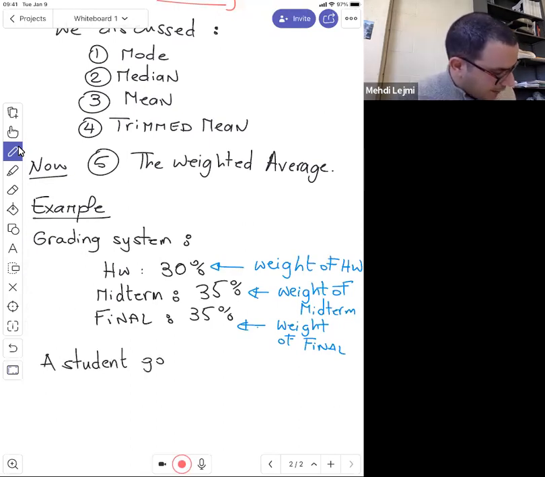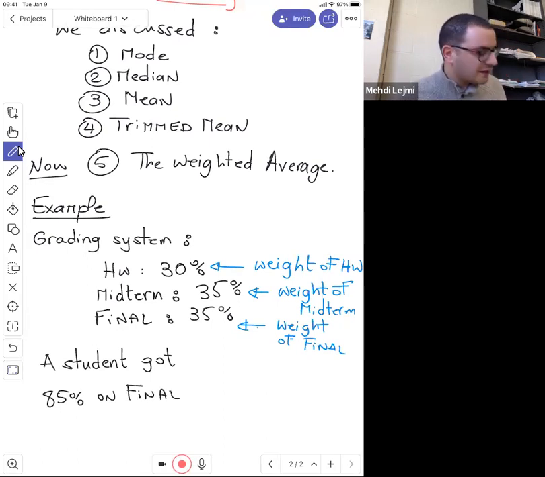Let's say the student got 85% on the final. The 85% here is the score, right? The student's score on the final. That's our data value. So in the final, the student got 85%.